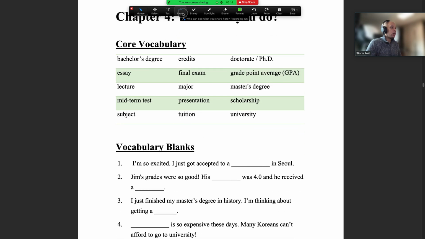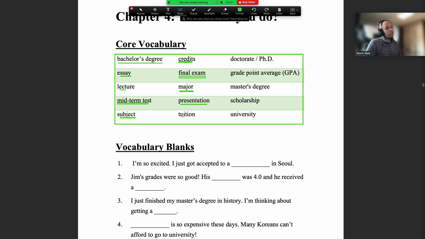vocabulary questions, right? So the vocabulary today, or the topic you can see, is bachelor's degree, essay, lecture, midterm test, subject. What's the topic, guys? You know the topic. The topic is university. University words, university phrases. All right, so most of this stuff is not too difficult, but there are a few words like maybe we don't know what bachelor's degree is.